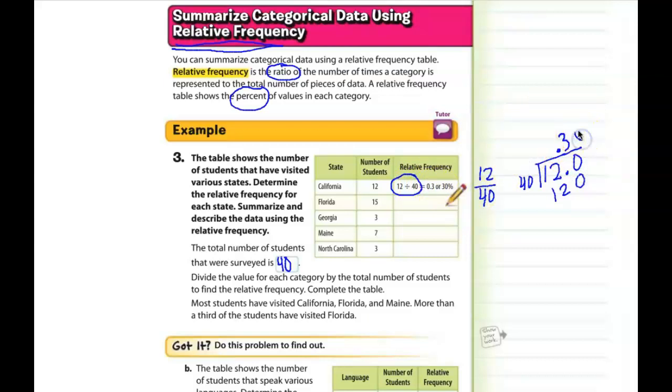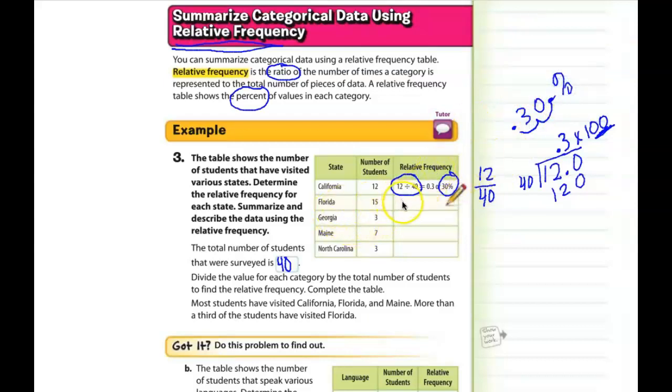And remember, to make that a percent, we multiply by what number? Very good. We multiply by the number 100. And in order to multiply by the number 100, we actually move the decimal 2 places over. And remember, there are 2 zeros in 100. And you get that 30%, this 30% right here.